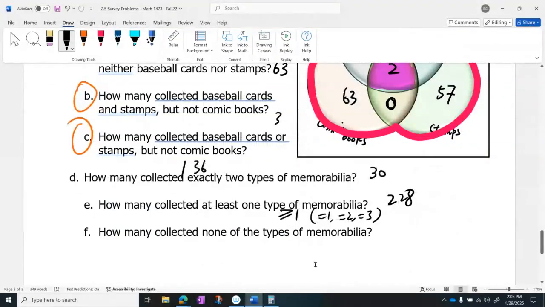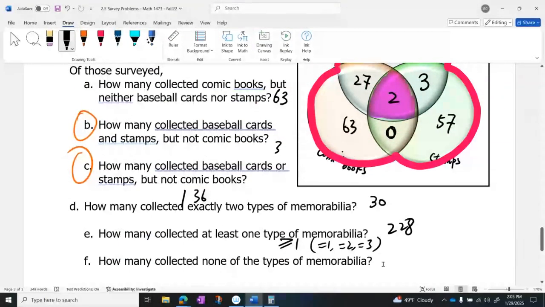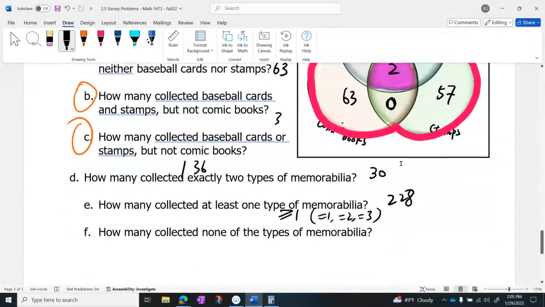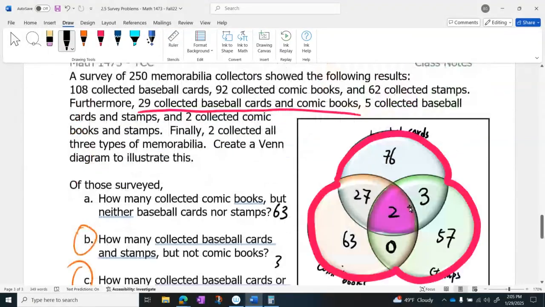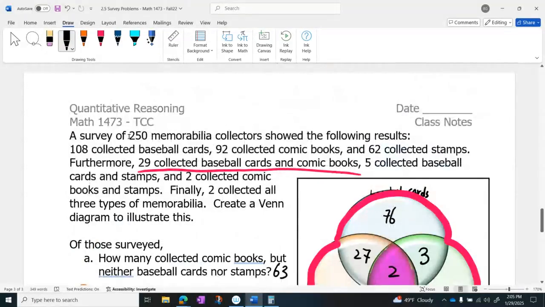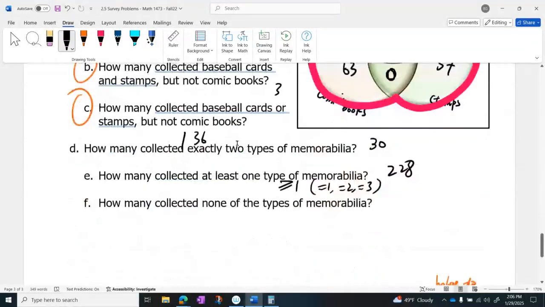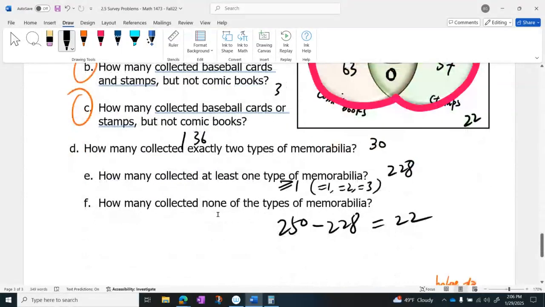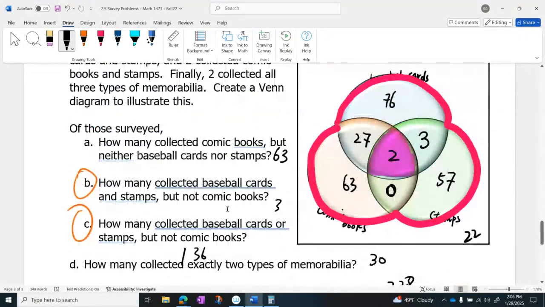Last one. How many collected none of the 3 types of memorabilia? None of them. So earlier we found at least 1. The people who collected at least 1 is 228. And the question tells us the total number of people who responded to the survey is 250. So we use 250 minus 228, which gives 22. Yeah, actually you can put a 22 here to represent the number of people who collected none of the 3 things.